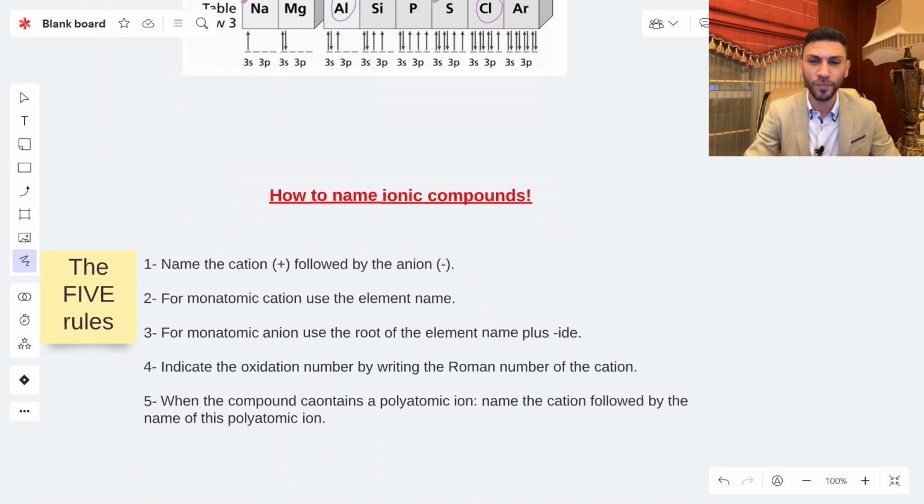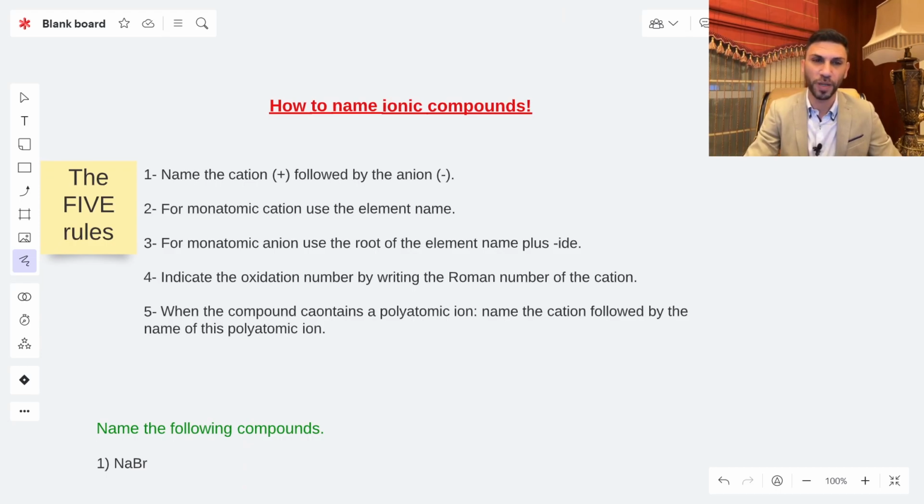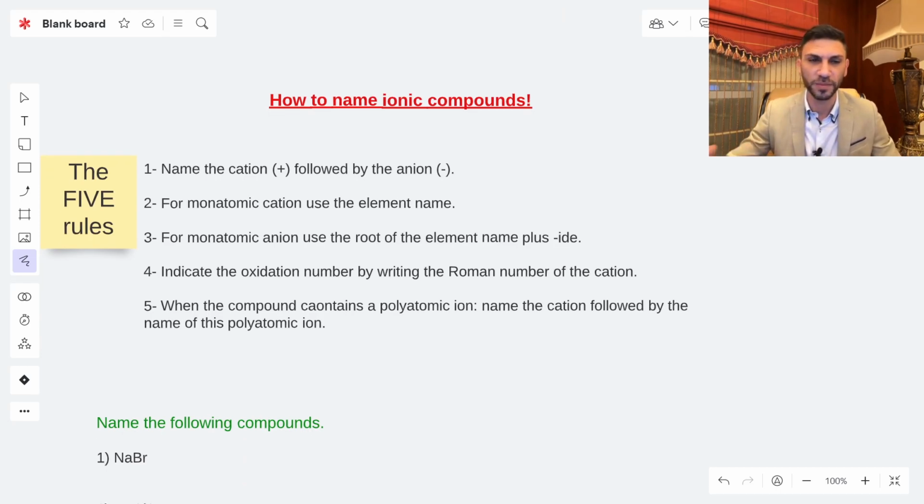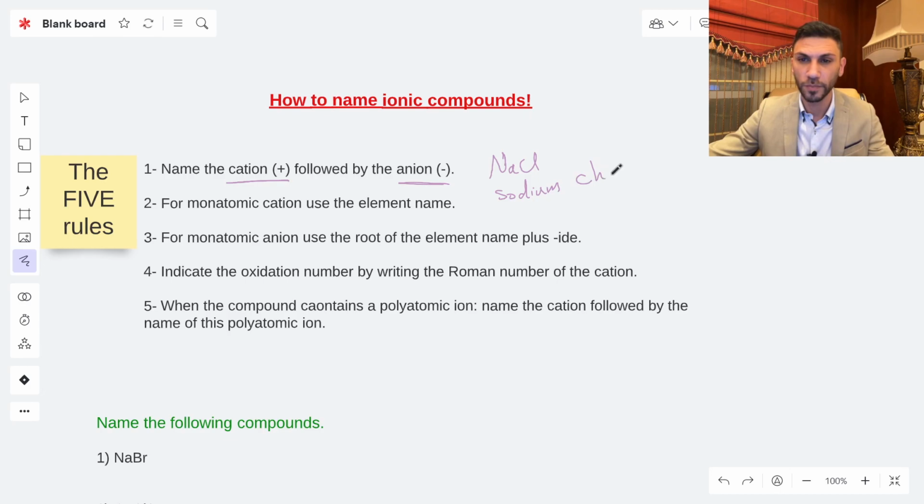All right, let's continue. How do we name the ionic compounds now? We have 5 rules. They are very simple. Name the cation first, followed by the anion. So for example, if I have NaCl, this is the table salt, we name the cation first, which is sodium. No change for the cation. And then we need to name the anion, but I'm not going to write sodium chlorine. This is incorrect because we have a rule for this.